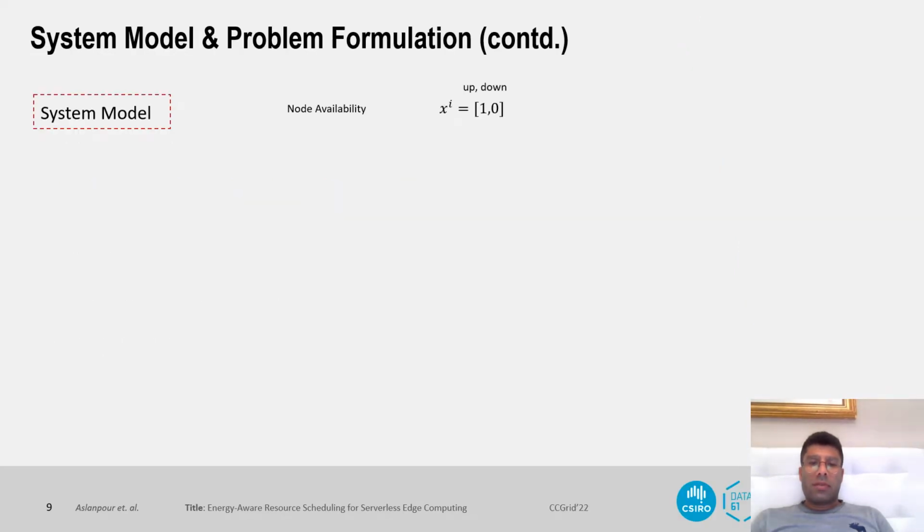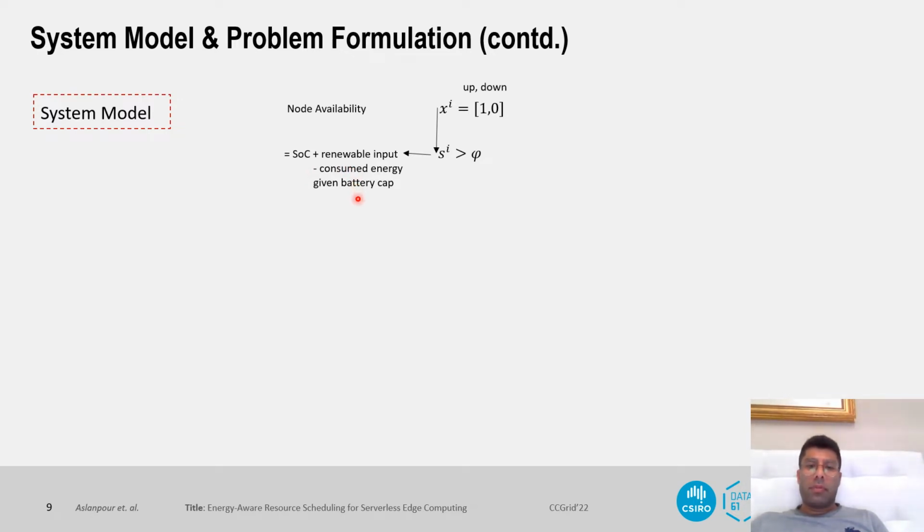The system model says, assume we have a binary variable for node availability that shows if a node is up or down. That is basically determined by the state of the charge on each node, if that's higher than a threshold. And this state of the charge is determined by the state of the charge before plus the renewable energy input, the consumed energy, and considering the battery capacity, right?